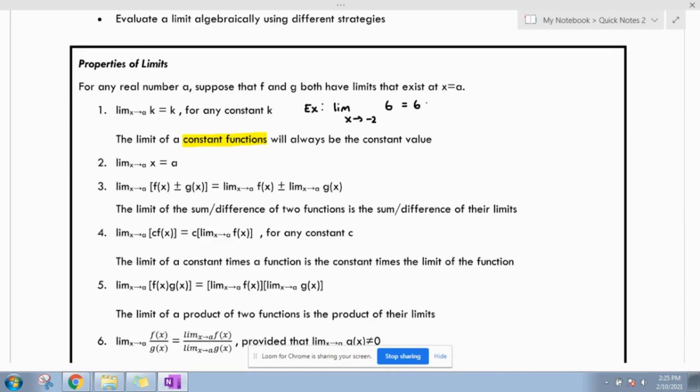Property number 4 says the limit as x approaches a of some constant c multiplied by f of x. In that case, you can bring the constant out and look at the limit of f of x first and then multiply by the constant c. For property number 5, we've got the product of two functions. If you're looking at the limit as x approaches a of f of x times g of x, you can separate it so it's the limit of f of x multiplied by the limit of g of x.